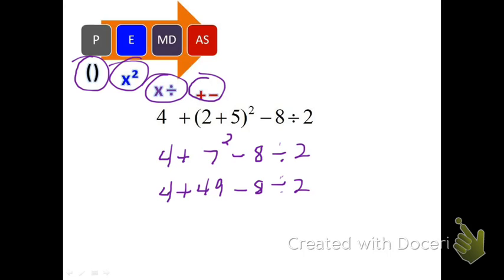Okay, next we have any multiplication or division. Well, I do have a division here on the end, so I have 4 plus 49, take away 8 divided by 2 is 4. And now last we'll go through and do our adding and subtracting. 4 plus 49 is 53. And 53 take away 4 gets us back to our 49. All right, so PEMDAS. Parentheses or grouping symbols, exponents, multiplication, division, adding and subtracting last.